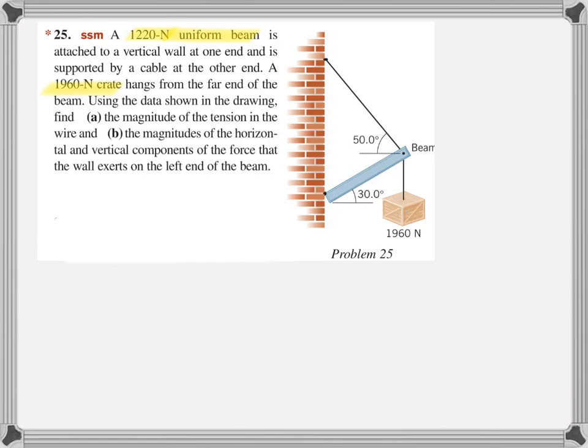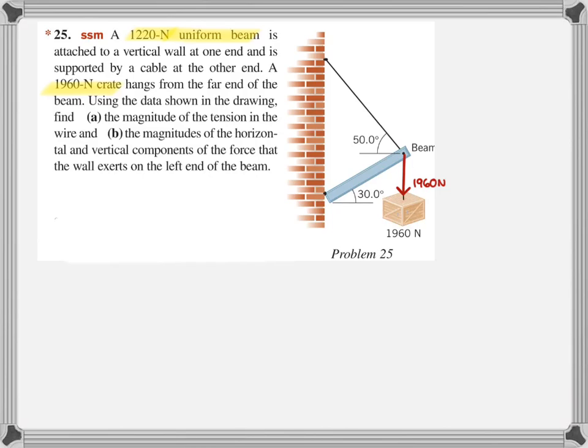They want us to find the magnitude of the tension in the wire that's connected to the wall and the magnitude of the horizontal and vertical components of the force that the wall exerts on the left end of the beam. So we are focusing in on the beam, so we want to include all the forces acting on the beam. The first thing we do is draw a free body diagram, or just a regular diagram with our forces acting on it.